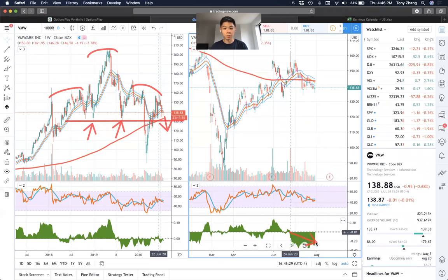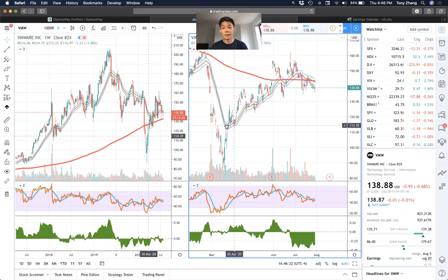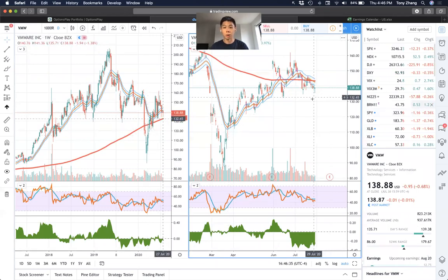The daily money flow, very weak. Weekly money flow, not particularly strong. So that's my view here on VMware. If you have a different base case for it, you certainly can try to make a case for it. But just looking at the chart here, not particularly strong.